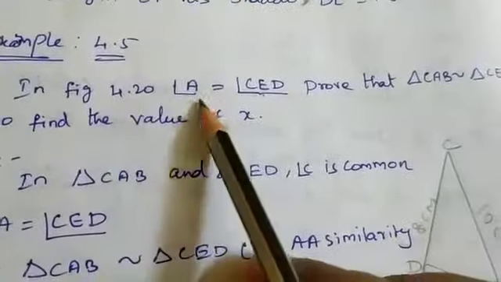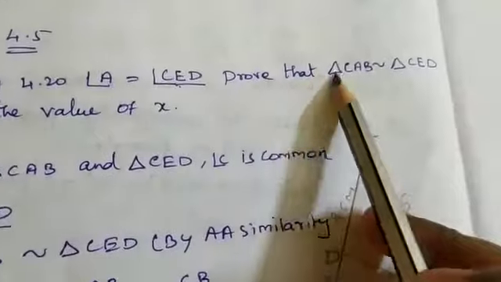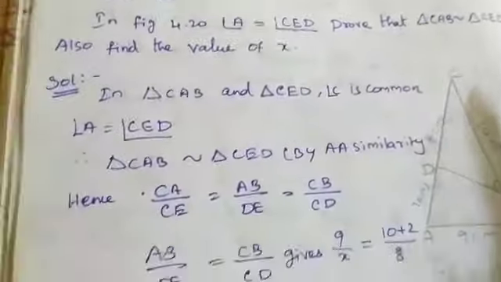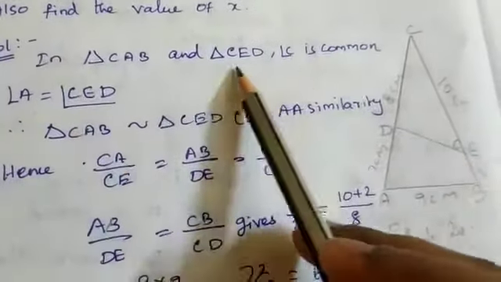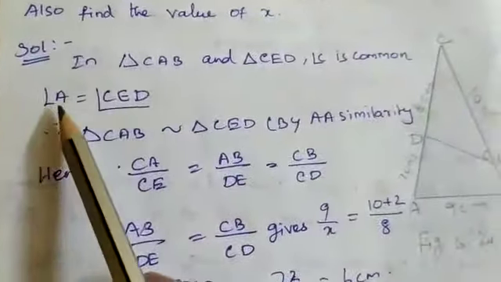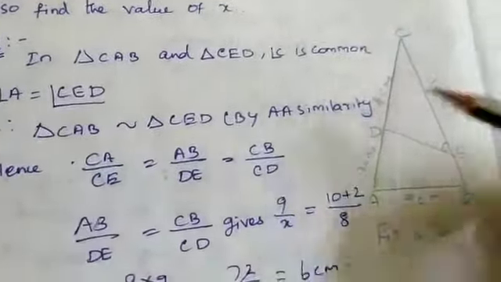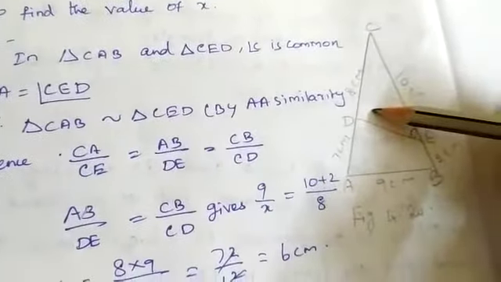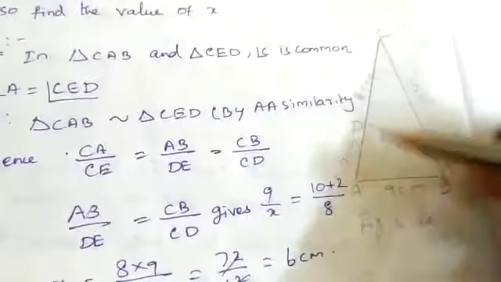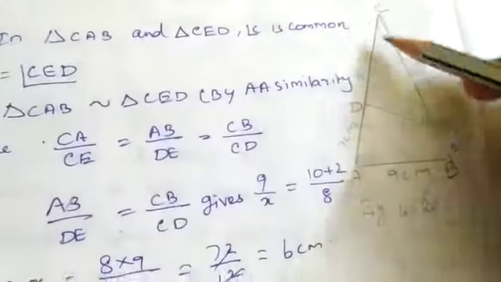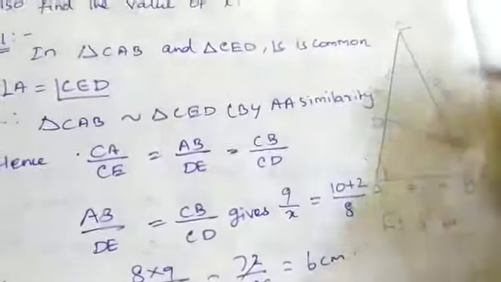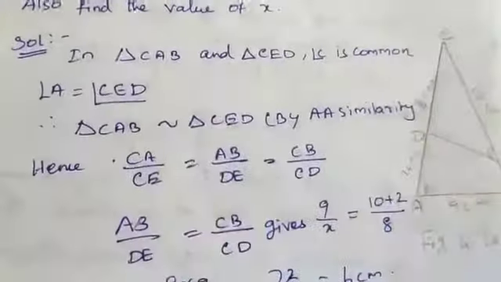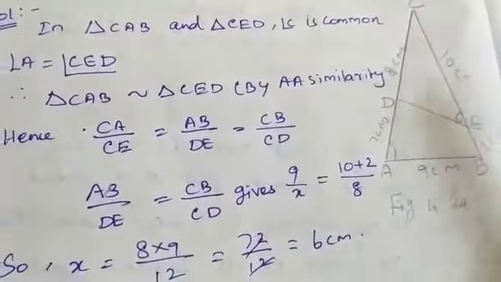In figure 4.20, angle A equal to angle CED. We have to prove that triangle CAB is similar to triangle CED. Also find the value of x. Okay, so our solution is, in triangle CAB and CED, angle C is common, and angle A equal to angle CED. This angle and this angle is equal. They are given in the question only. Then you can note that triangle CAB is similar to triangle CED by AA similarity rule.